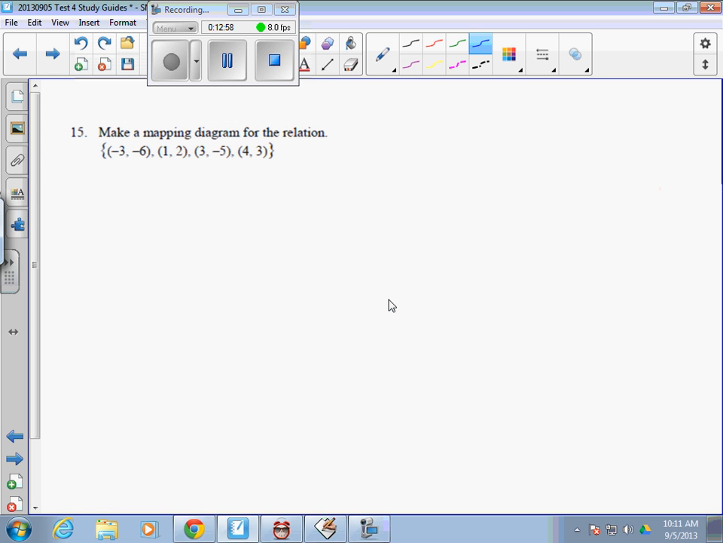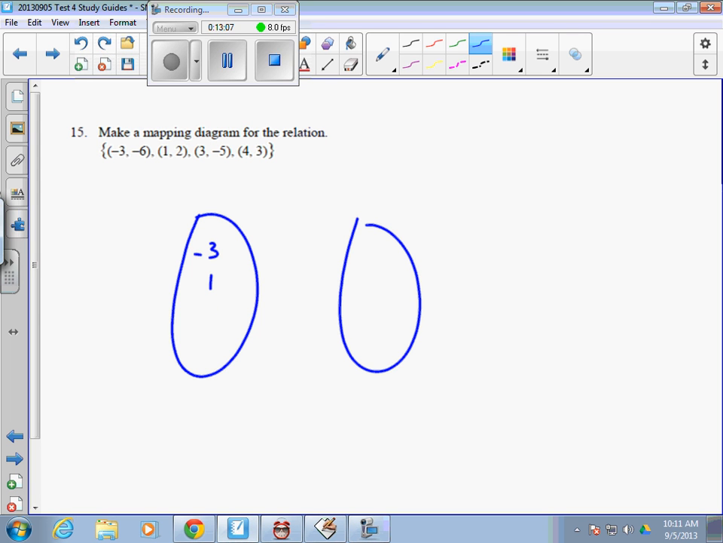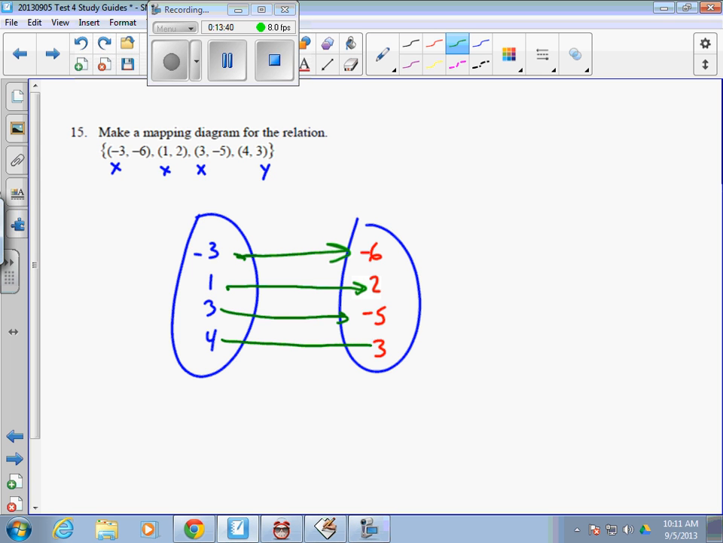And it says make a mapping diagram. Mapping diagram, you just do like this. You put your inputs in the one on the left, all your x values, so -3, 1, 3, and 4. And that's just your x values. And put your y values, or your outputs, in the one on the right. So -6, 2, -5, and 3. So -3 goes with -6. Straight across, just like that. That shows that relation. 1 goes with 2. 3 goes with -5. And 4 goes with 3. So that's what it would look like.